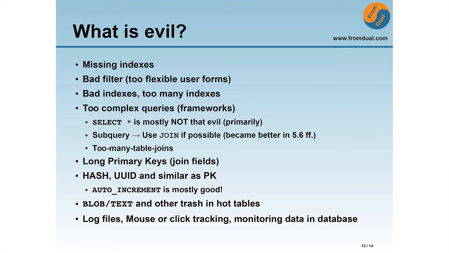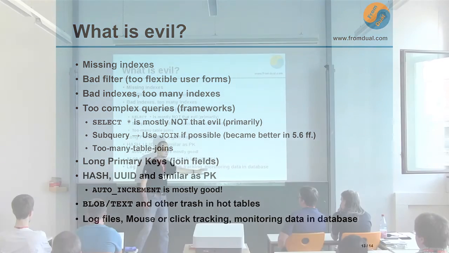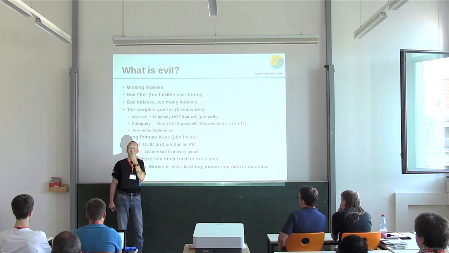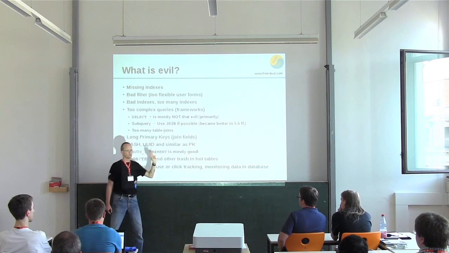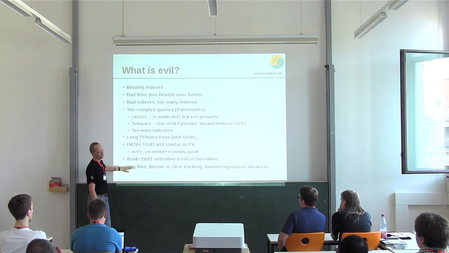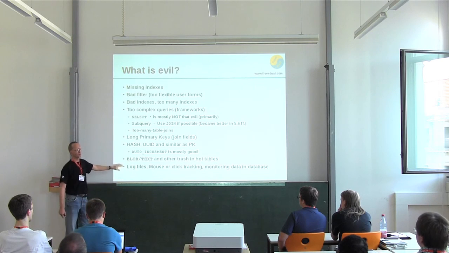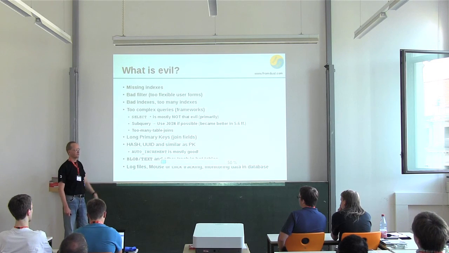Blob and text and other trash should not be in the hot tables. It spoils your RAM, your buffer pool, so move them to another table which is less important, to a cold or warm table. So split a table into hot and warm parts to keep the blobs, pictures, whatever you store, somewhere else. And then things like log files, mouse click tracking, monitoring, and such patterns, you should not store in the database. There are better stores for logs and such stuff.